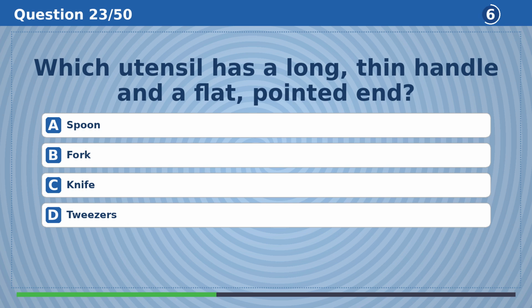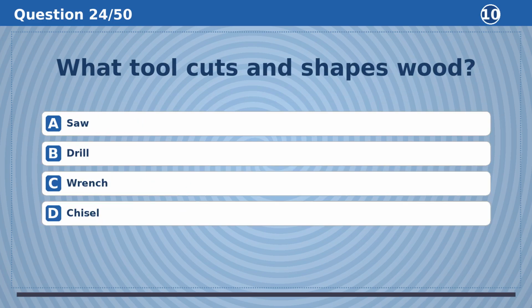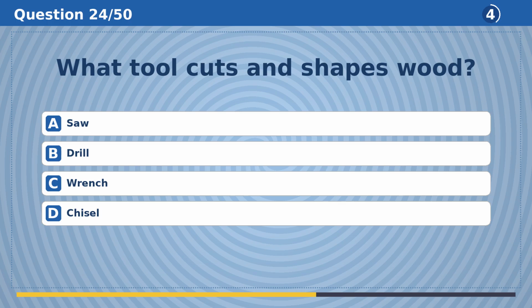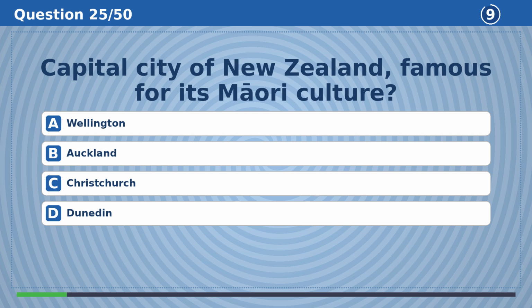Which utensil has a long, thin handle and a flat, pointed end? The answer is D. Tweezers. What tool cuts and shapes wood? The answer is C. Wrench.